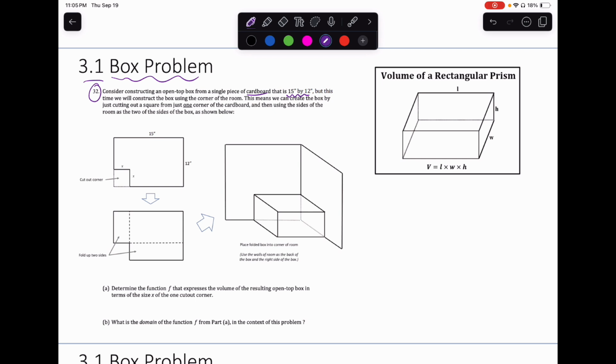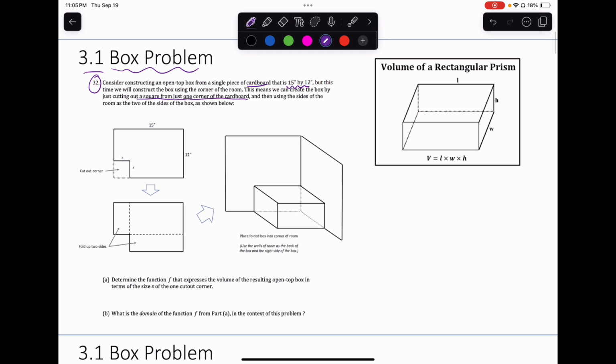This one is saying that we have a 15-inch by 12-inch piece of paper, or it says cardboard actually. But this time we're going to construct the box using the corner of the room. This means we can create the box by just cutting out a square from just one corner of the cardboard and then using the sides of the room to go along with the box. Honestly, to really understand this problem, I literally just grabbed a piece of paper and cut out one corner, and then I tried to follow along and make this box. I think if you do that, it'll definitely help visualize what's going on with this problem.